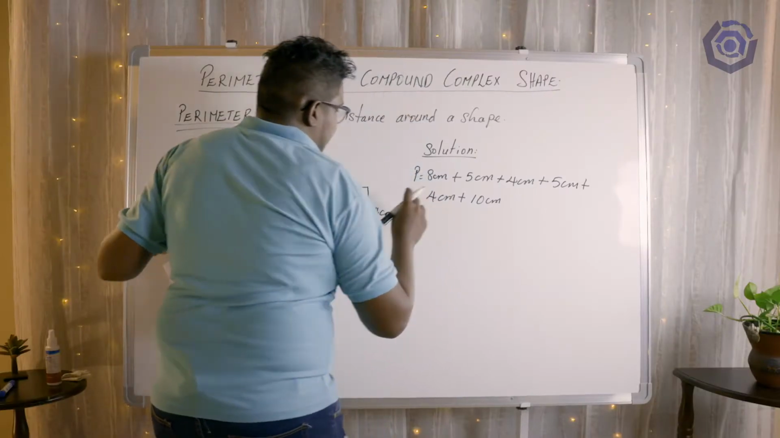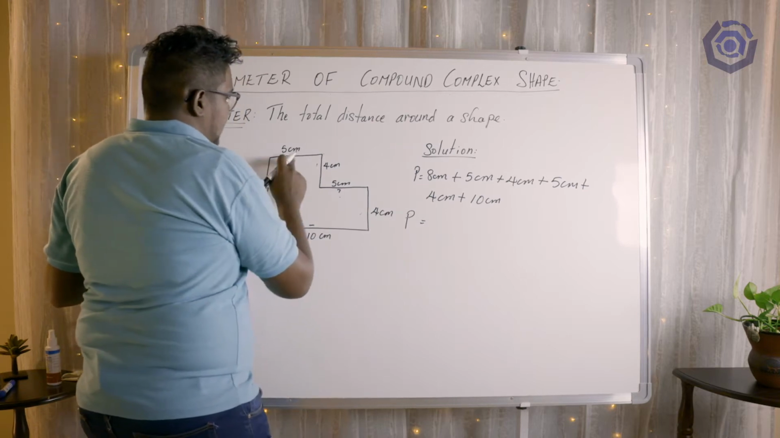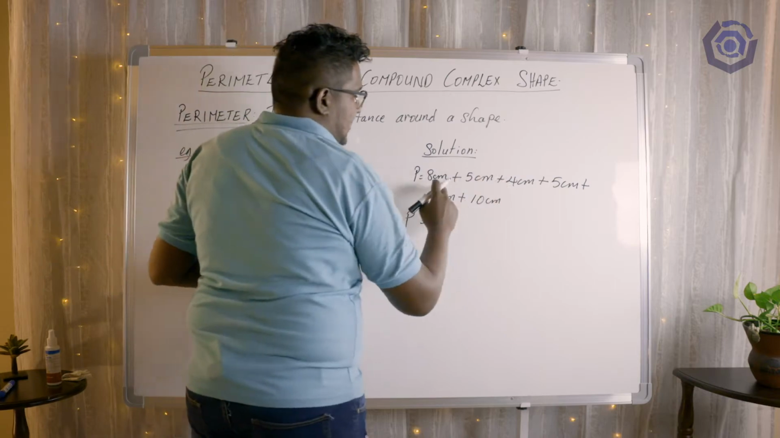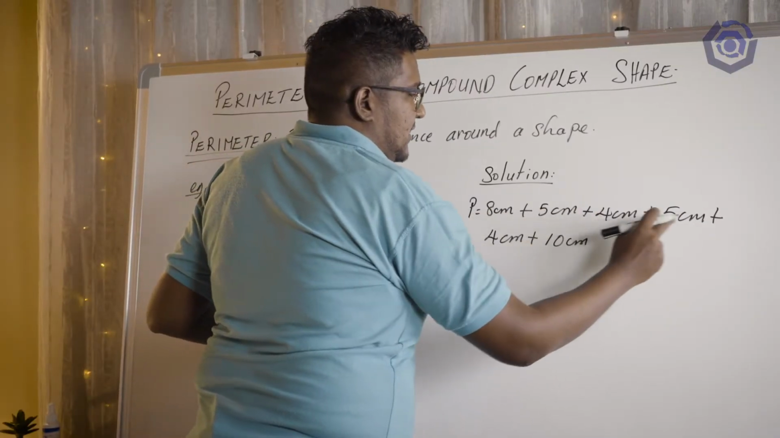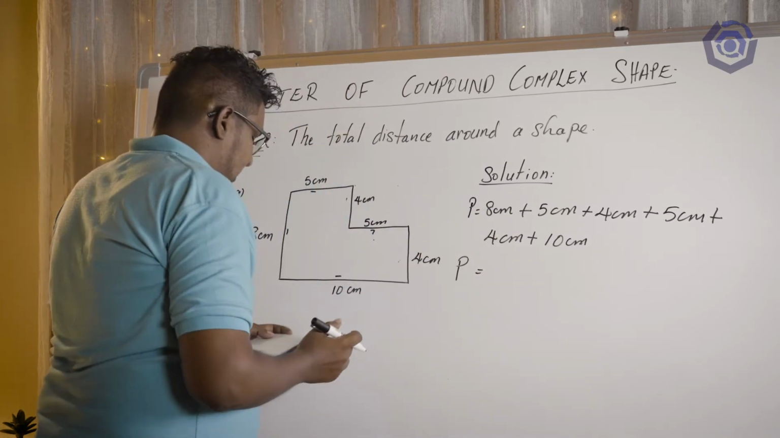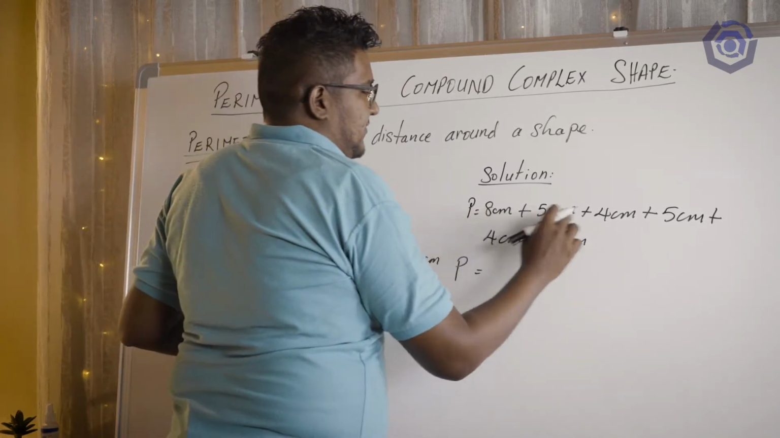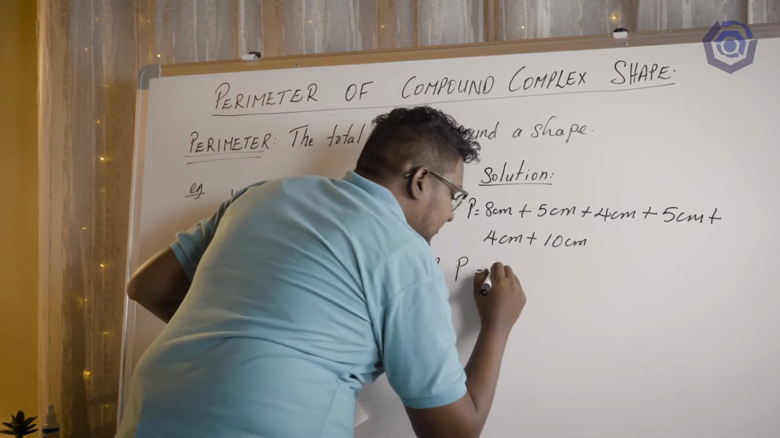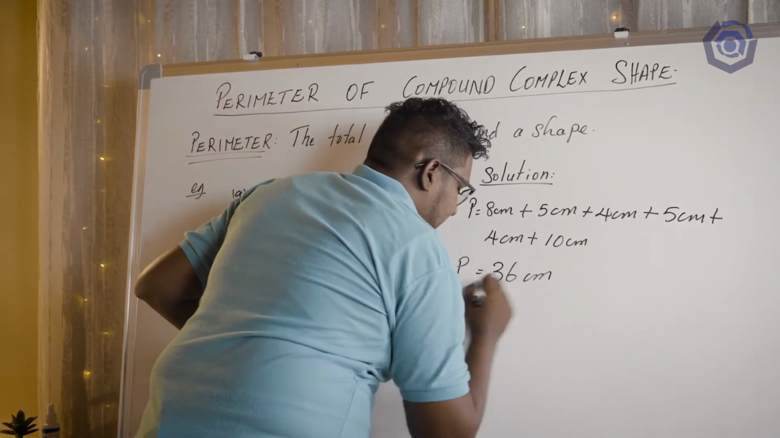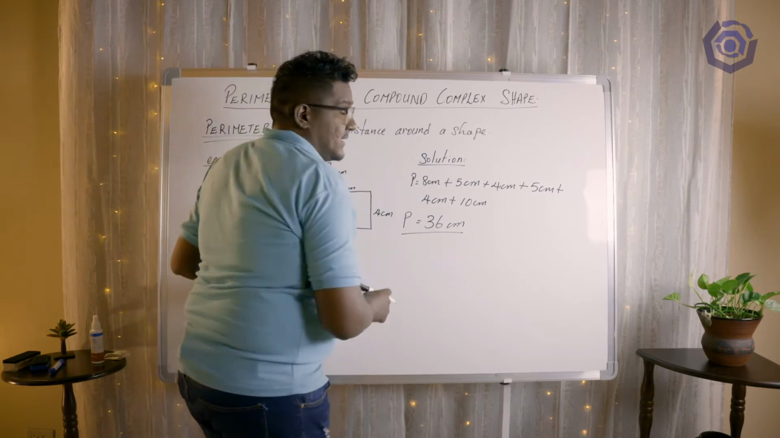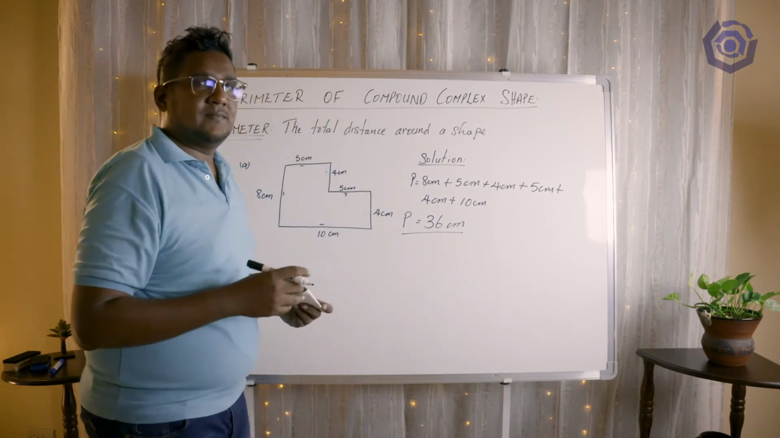So P is equal to, let's just verify, we have 1, 2, 3, 4, 5, 6 sides. That means we must have 6 numbers: 1, 2, 3, 4, 5, 6. So all we have to do now is add them up. When we add 8 plus 5 plus 4 plus 5 plus 4 plus 10, that's going to give me 36 cm. So the total distance around this shape is 36 centimeters.